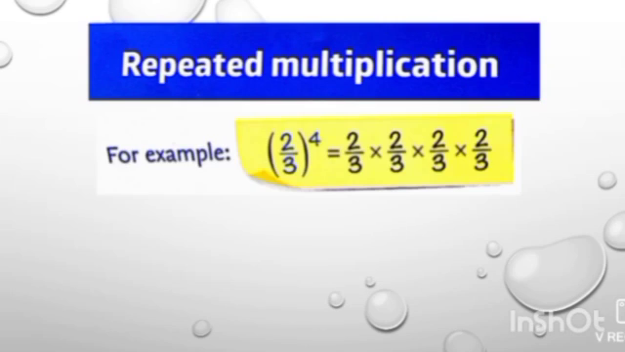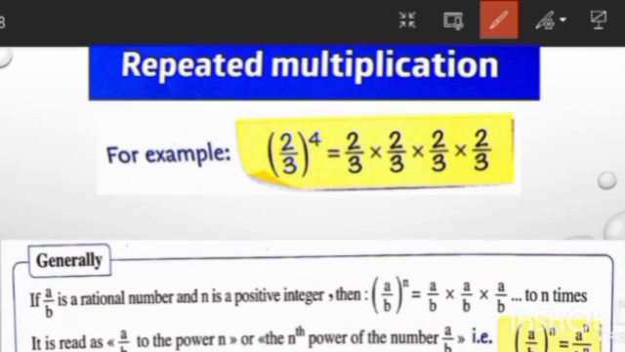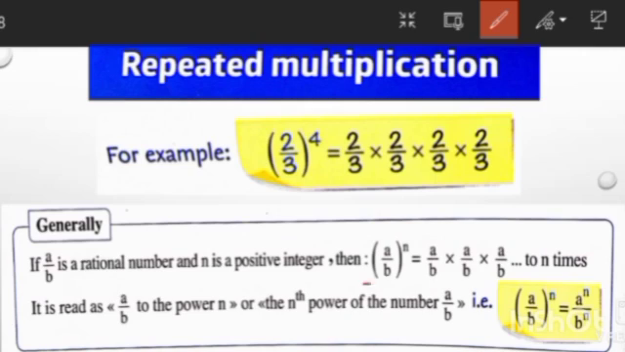At first, repeated multiplication. For example, (2/3)^4 equals 2/3 times 2/3 times 2/3 times 2/3. And generally, (a/b)^n equals a/b times a/b times a/b, n times. Okay, then the rule will be (a/b)^n equals a^n over b^n.